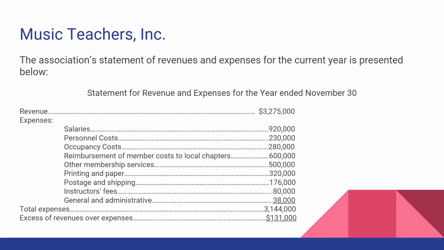Here we're going to take a look at the statement of revenues and expenses for the year ending November 30th for Music Teachers Incorporated. We see the total revenue was $3,275,000. The expenses came up to $3,144,000, and the excess of revenue over expenses was $131,000. We're going to use a lot of this data, especially regarding each individual expense, to create the segmented income statement.